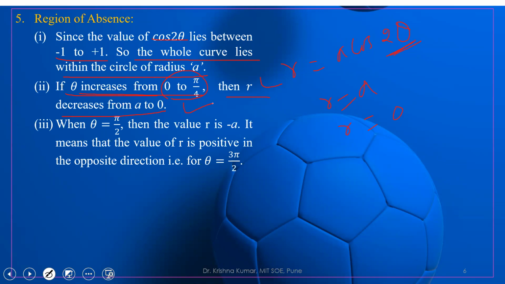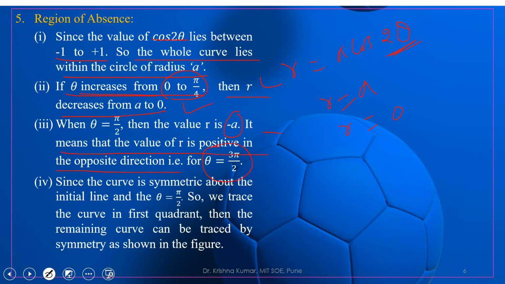Similarly, when theta is equal to pi by 2, then the value of r is minus A. What it means? It means that the value of r is positive in the opposite direction, that is theta equal to 3 pi by 2. Since the curve is symmetric about the initial line and the line theta equal to pi by 2, we trace the curve in the first quadrant, then the remaining curve can be traced by symmetry as shown in the figure.